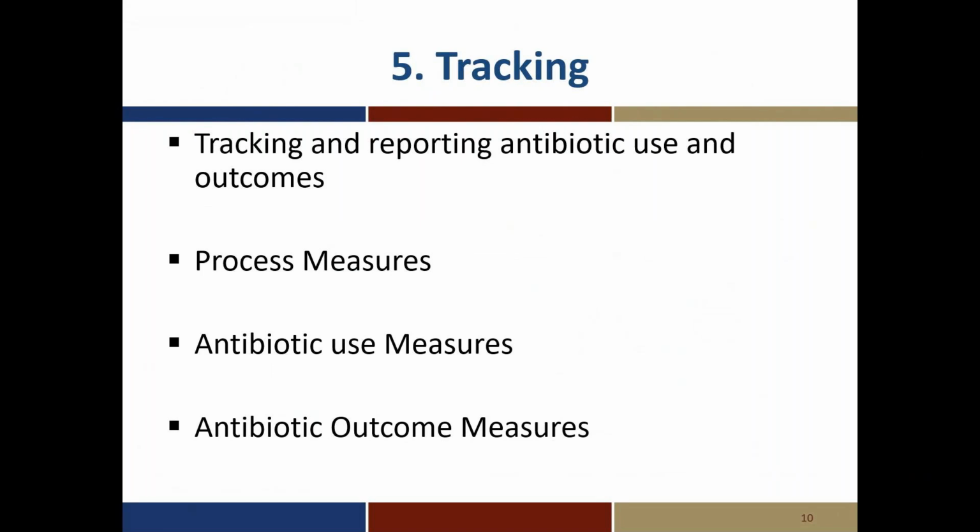The fifth core element is tracking. Nursing homes will need to track and trend at least one process measure of antibiotic use and at least one outcome from antibiotic use in your facility. Antibiotic process measures track how and why antibiotics are prescribed. Antibiotic use measures track how often and how many antibiotics are prescribed. And antibiotic outcome measures track the adverse outcomes and costs from antibiotics, such as rates of C. diff infections.